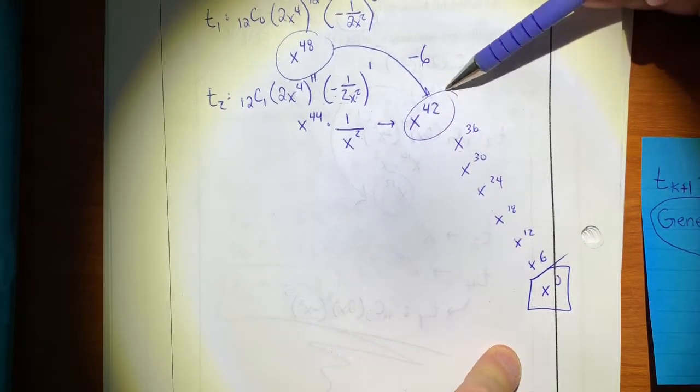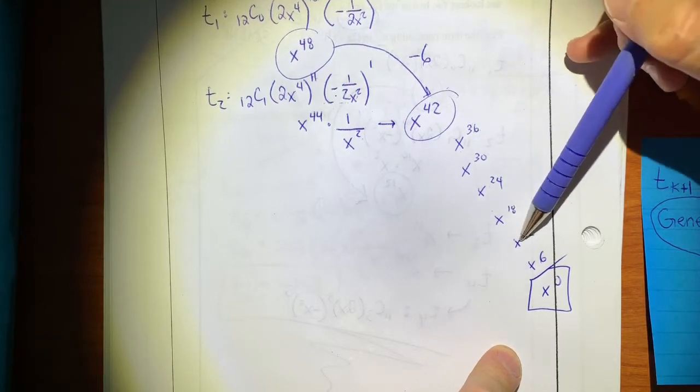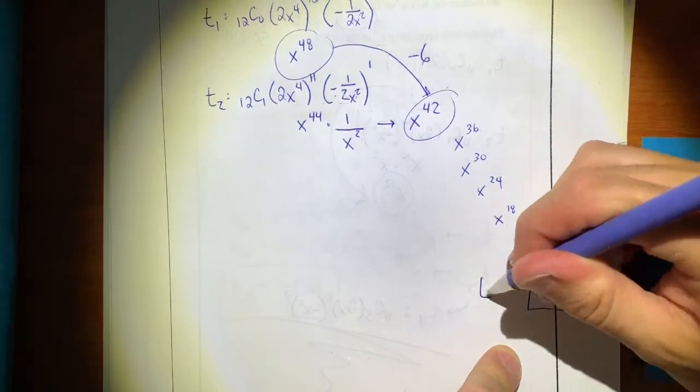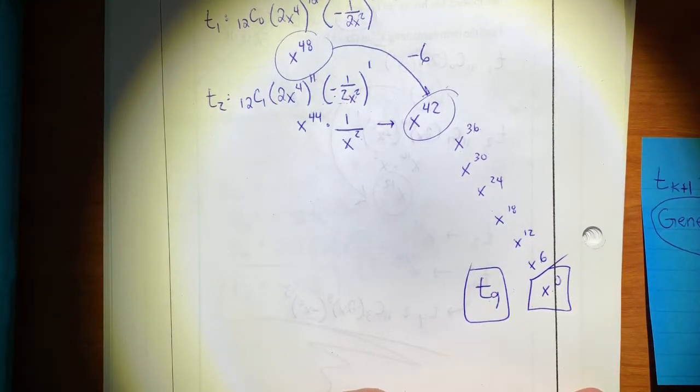Which term is it? Well, this was term 2, right? 3, 4, 5, 6, 7, 8, 9. It's term 9. Is that a corny way of doing it? Maybe, but it works, and I'm very confident in my answer.